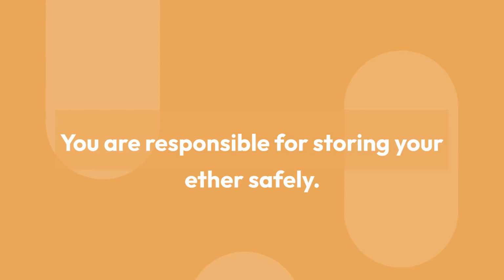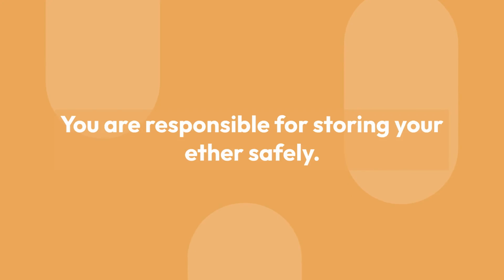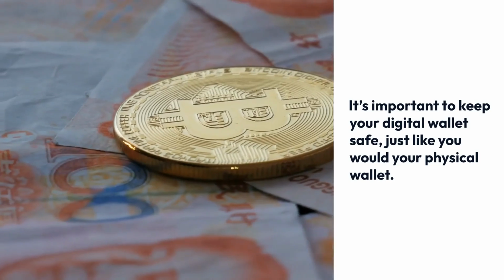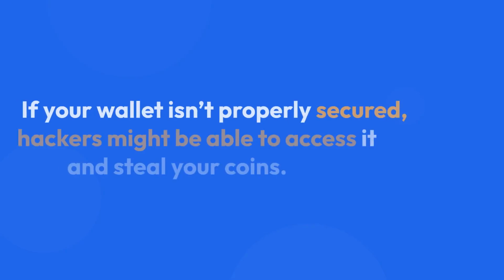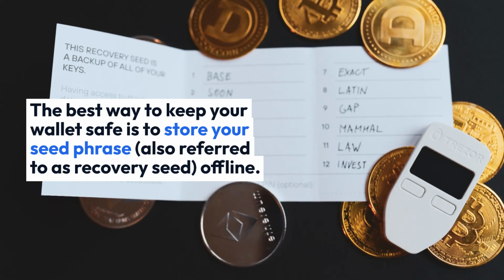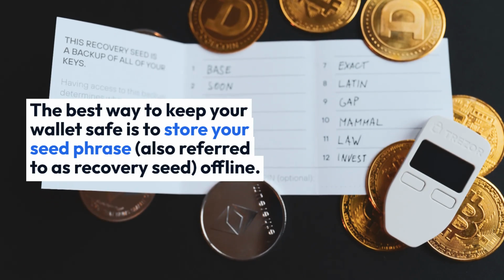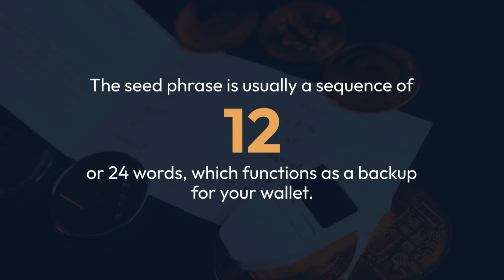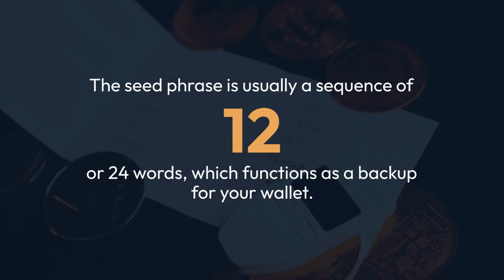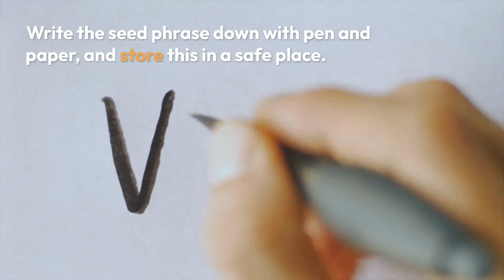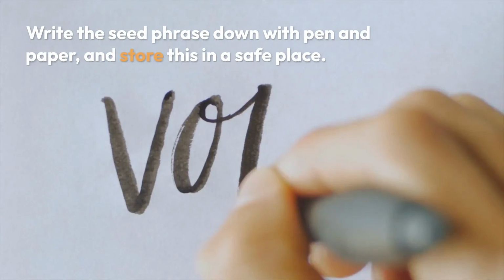Safety and backup. You are responsible for storing your ether safely. It's important to keep your digital wallet safe, just like you would your physical wallet. If your wallet isn't properly secured, hackers might be able to access it and steal your coins. The best way to keep your wallet safe is to store your seed phrase, also referred to as recovery seed, offline. The seed phrase is usually a sequence of 12 or 24 words, which functions as a backup for your wallet. Write the seed phrase down with pen and paper, and store this in a safe place.